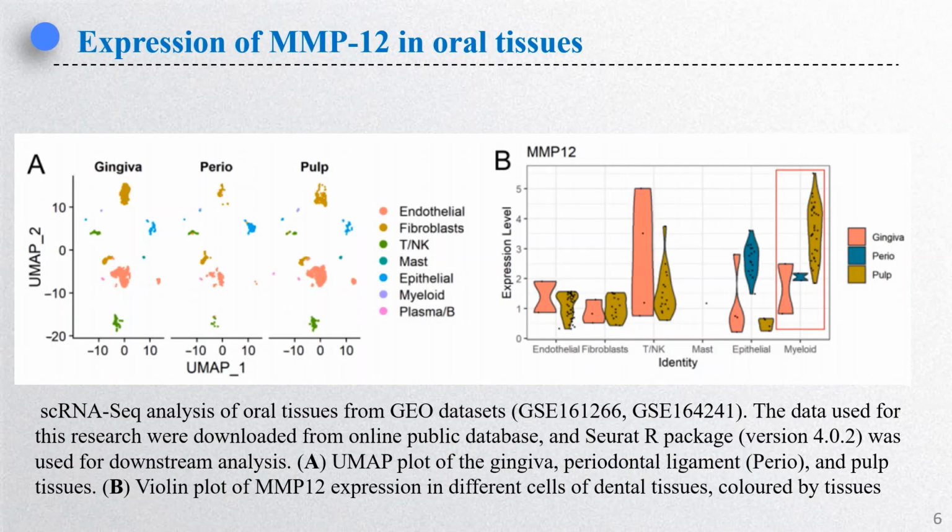So in order to further explore MP12 in oral tissues, we searched the literature and did not find the result we need. But we discovered single-cell RNA sequencing datasets of oral tissues. So we analyzed them through software, and the result indicated that MP12 is mainly expressed in the myelocells of dental pulp. A small amount of epithelia, endothelia, and fibroblasts also express MP12.